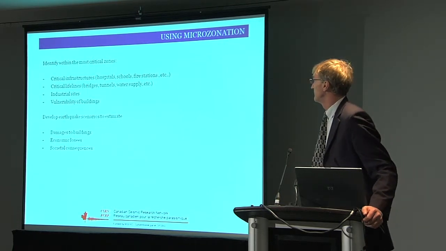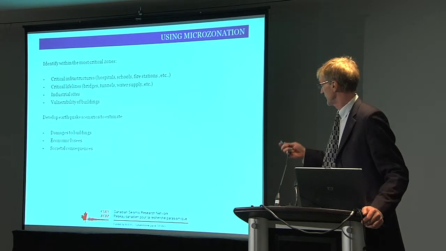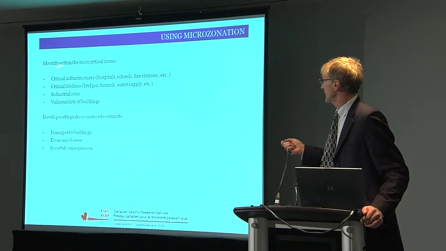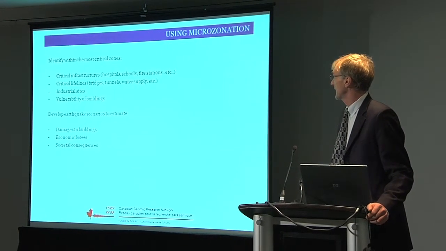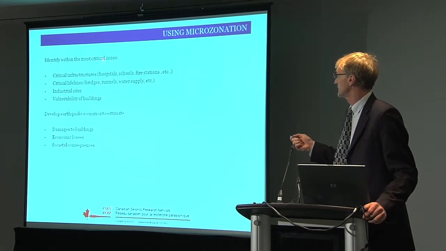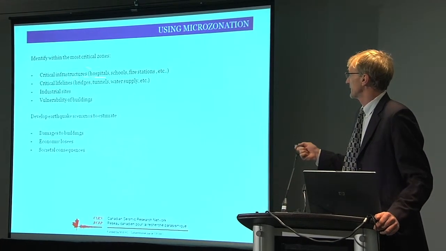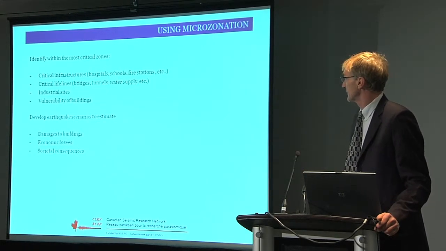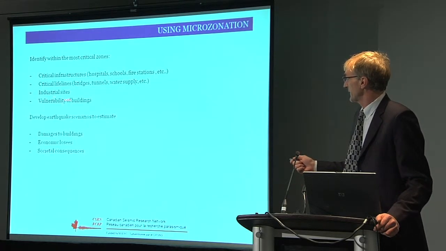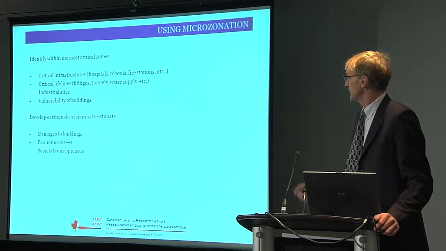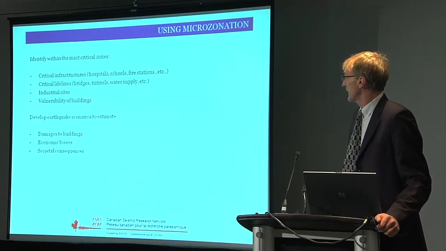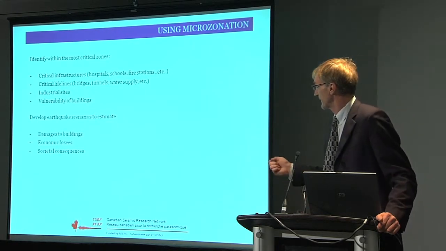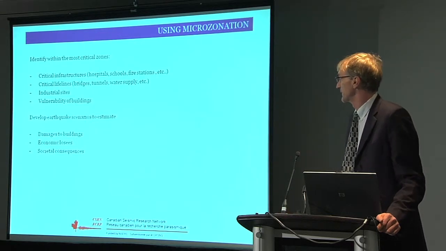Okay, so why do we do microzonation? Well, there are several reasons for doing so. First, once we do the exercise of microzonation, we can identify zones where we will have critical infrastructure. So within the critical zones, we can identify the critical infrastructure such as hospitals, schools, and fire stations. We can also identify our critical lifelines in terms of bridges, tunnels, and water supply. Identify if we have industrial sites also located in these critical zones, and then evaluate the vulnerability of the buildings.